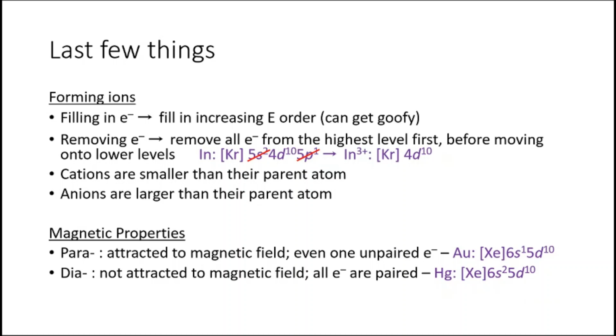Anions, on the other hand, are going to always be larger than their parent atoms. And so here again, anions exist when you add electrons. If you add electrons, you're increasing the electron-electron repulsion, and therefore you're going to start having a little bit more repulsions rather than attractions.